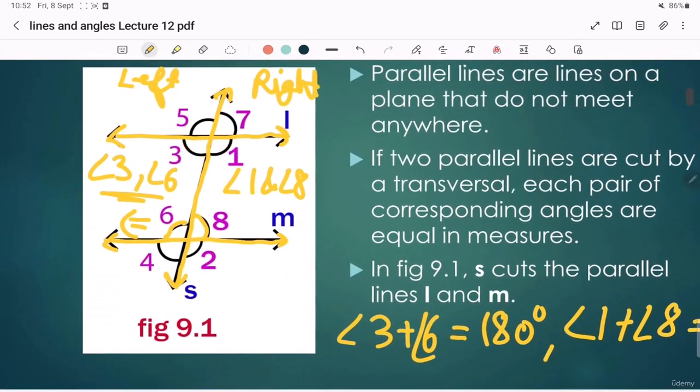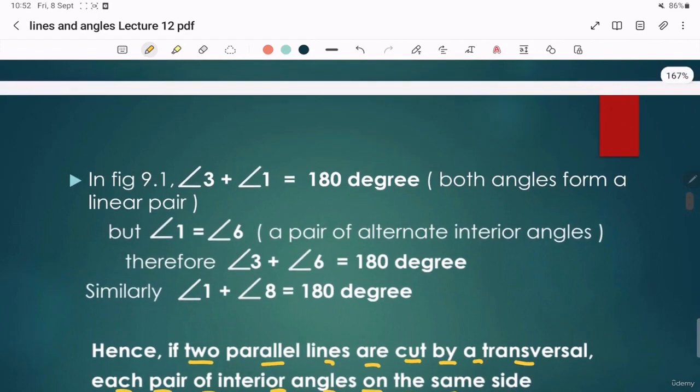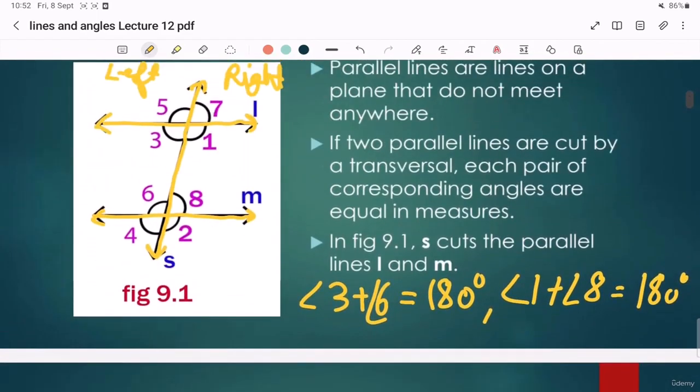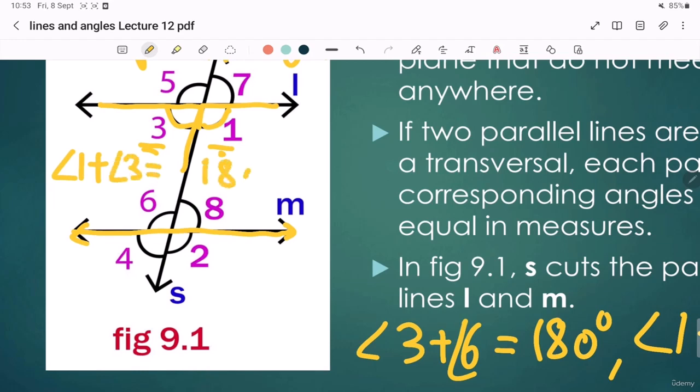We already know when two parallel lines are cut by a transversal, then corresponding angles are equal, alternate interior angles are also equal, and vertically opposite angles are also equal. Now in the figure, angle 3 and angle 1 are a linear pair. So if two angles are a linear pair, then their sum is 180 degrees. Angle 1 plus angle 3 will be 180 degrees. Or you can also write angle 3 plus angle 1 is equal to 180 degrees.